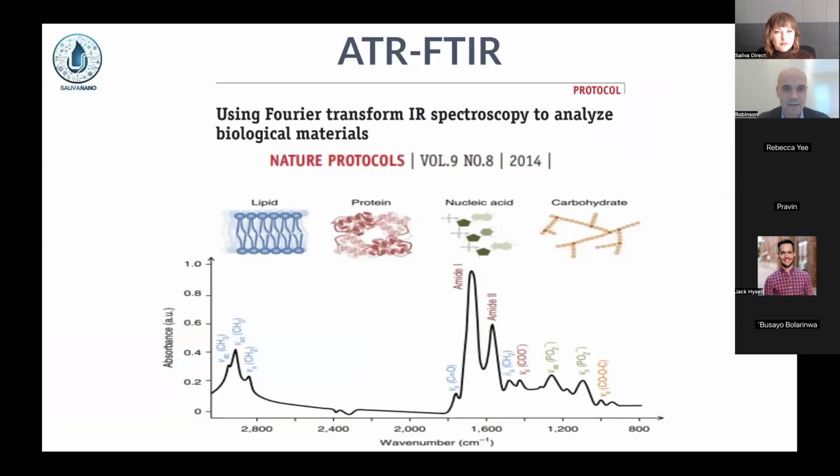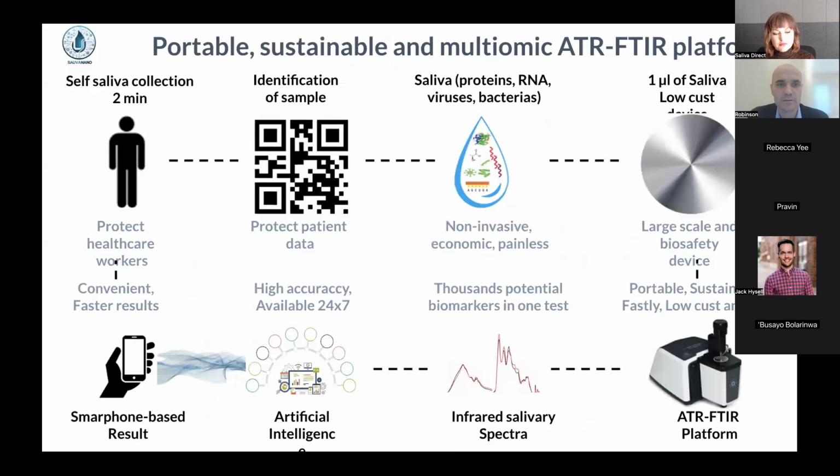Next one. Here is a study that was published in Nature Protocols, and we can see that in one single analysis, we can detect the presence of vibrational modes related to lipids, proteins, nucleic acids, and carbohydrates. Next one, please. This is the platform that we have tried to use here. With self-collection of saliva, we can have the proteins, RNAs, viruses, and bacteria in 1 microliter of saliva, and we can insert just 1 microliter in the ATR-FTIR platform.